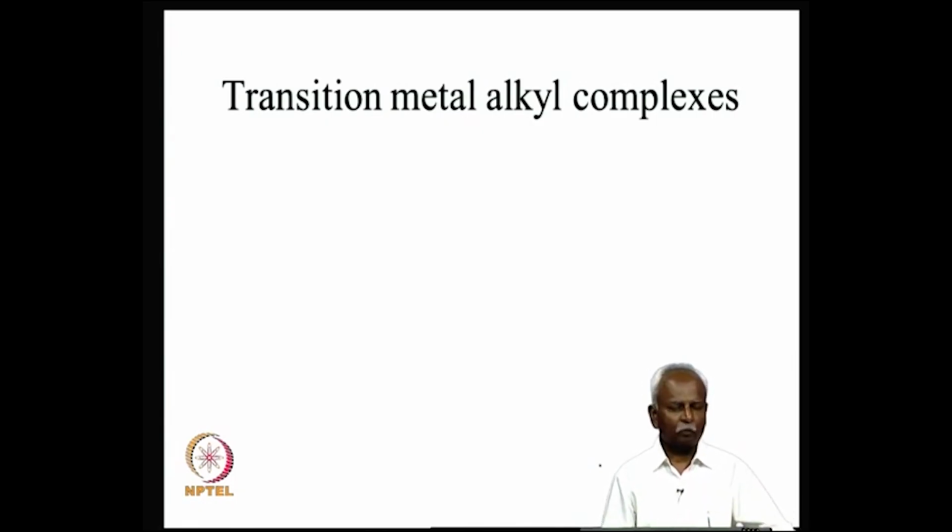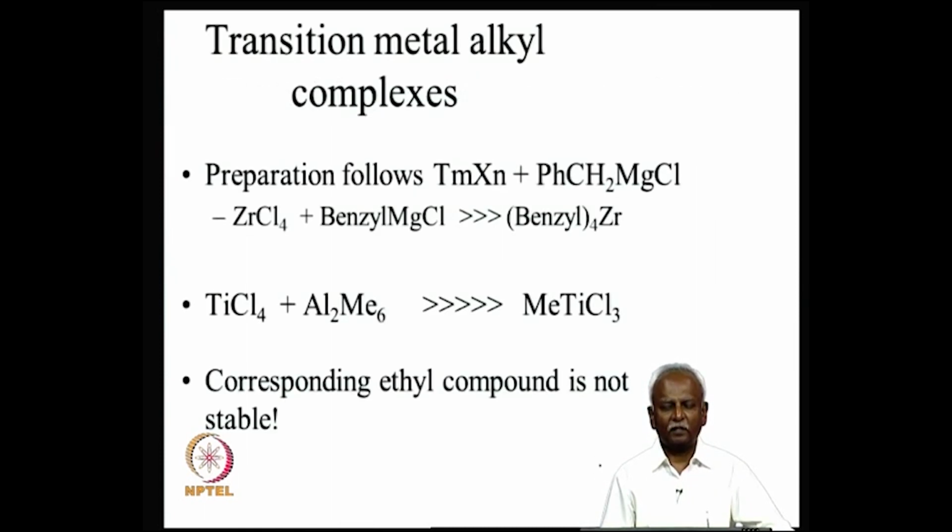Transition metal alkyl compounds are very often easily generated starting with an already made main group organometallic species. In this projection, I have shown you a benzyl magnesium chloride reacting with zirconium tetrachloride, and that makes tetrabenzyl zirconium species. This tetrahedrally coordinated zirconium has got 4 benzyl groups around it, and it is quite stable.